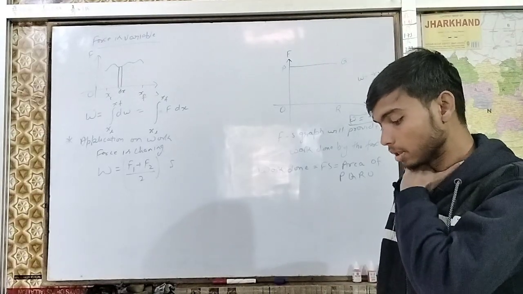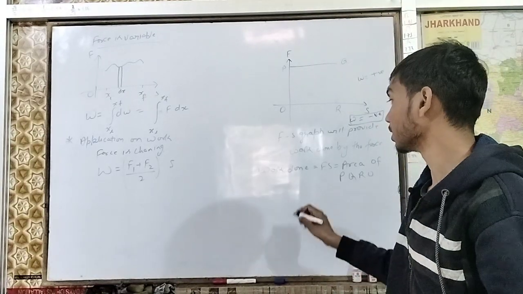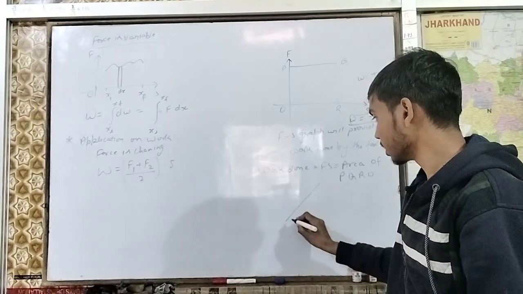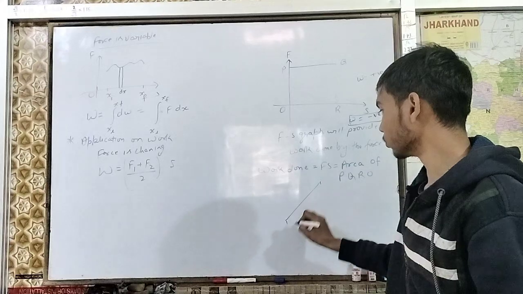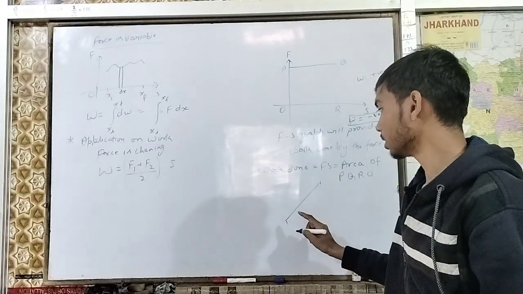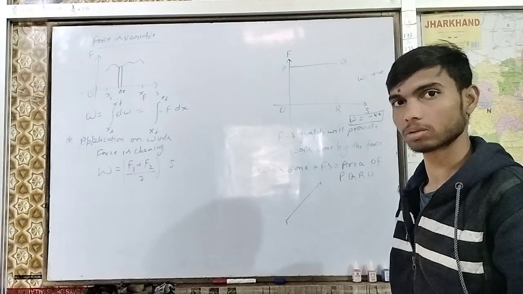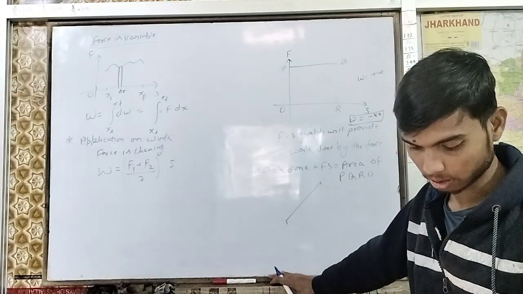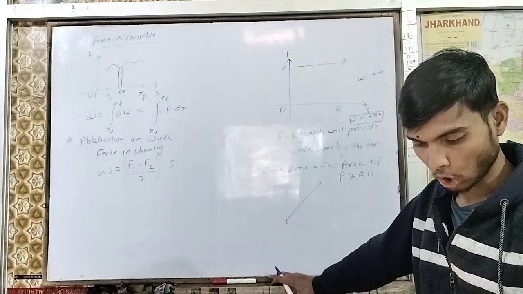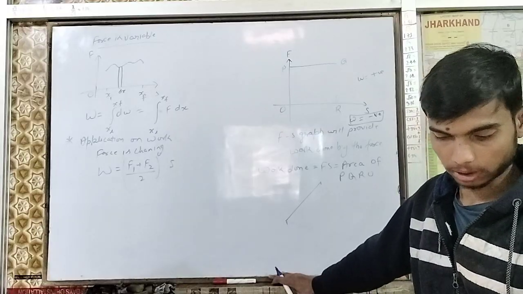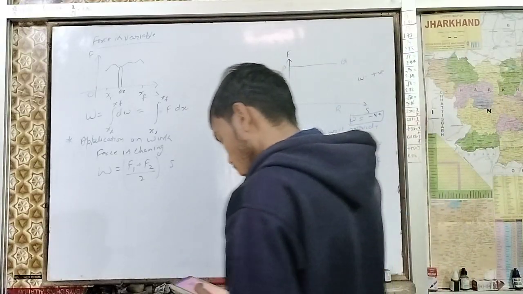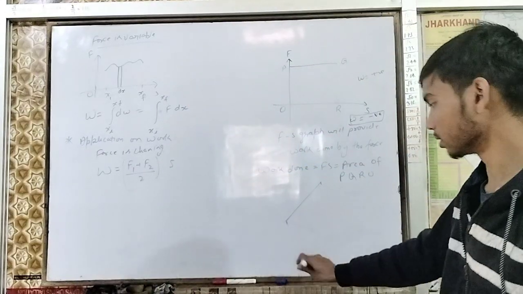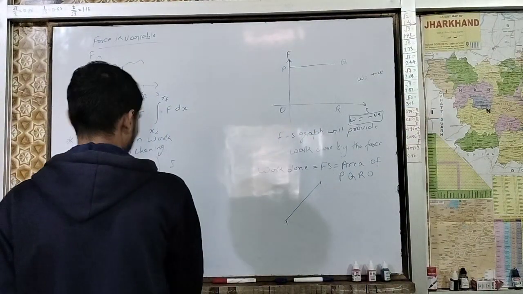Force is changing linearly. Okay, a linear line you will get. This is also a linear line and this is also linear. In that case, add F1 and F2, then divide by 2, then multiply by displacement. You will get work done. What if a force displaces the particle? Let me show you.